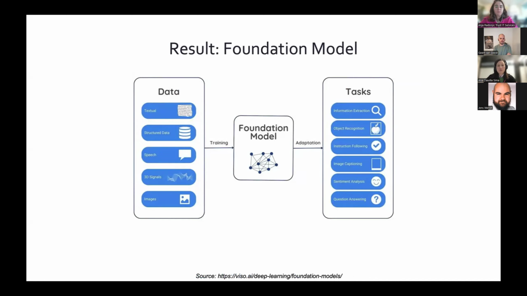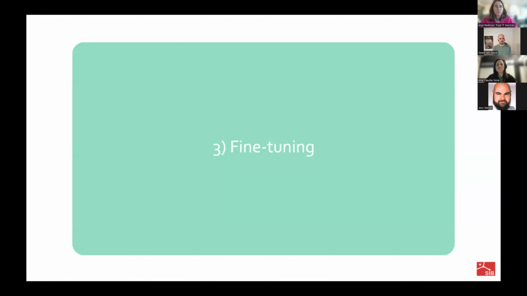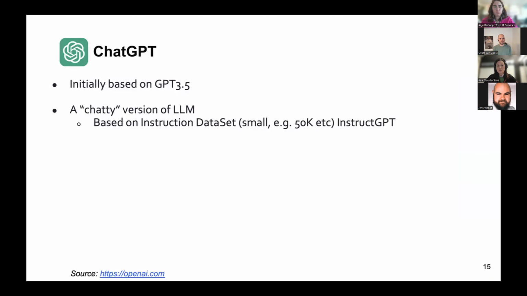Where you can use foundation models, for example, for summarization, for question answering, and so on. But usually what you do is not taking a foundation model as is, but rather, for example, fine-tuning it. And here is where we get to the example of ChatGPT, which was initially based on GPT 3.5. And actually, ChatGPT is a fine-tuned version of a model because it has been trained to answer questions. This is not necessarily the default.